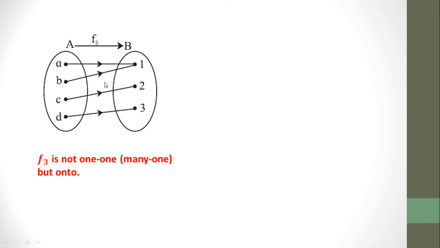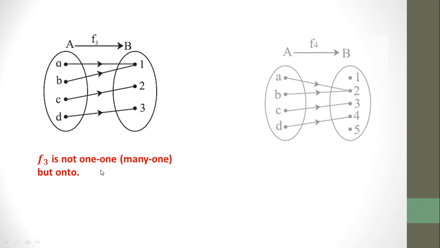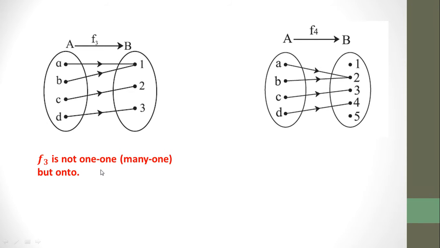Okay, so see this Venn diagram by which you will observe the type of the function. So f3 is not one-one but onto. Now see another diagram for the function f4 from A to B. Set A contains A, B, C, D, 4 elements, and set B contains 1, 2, 3, 4, 5, 5 elements.